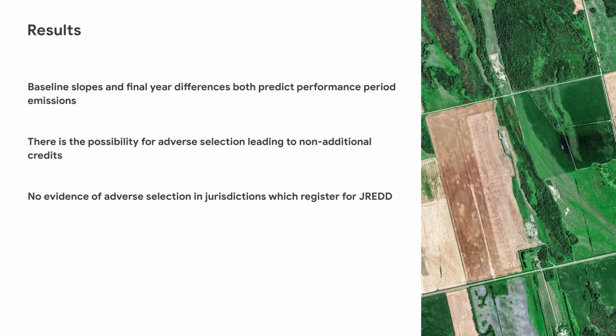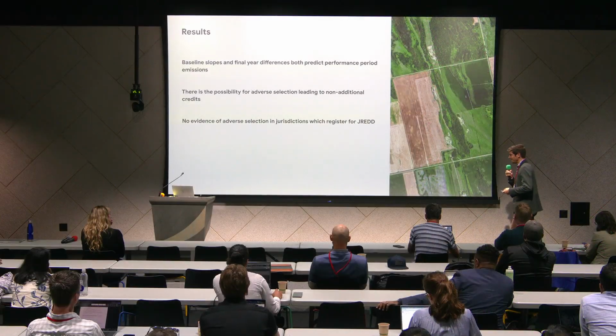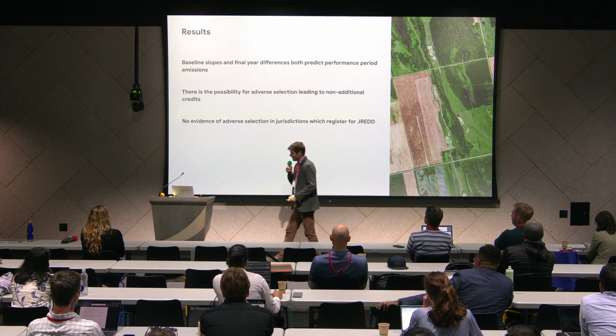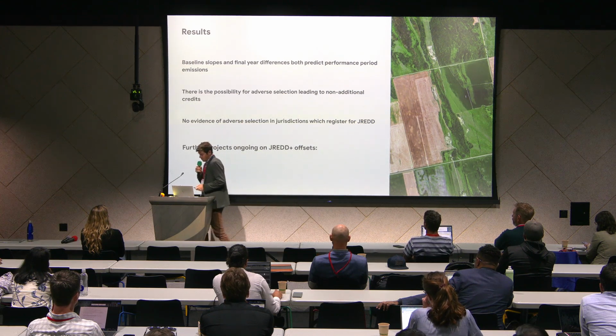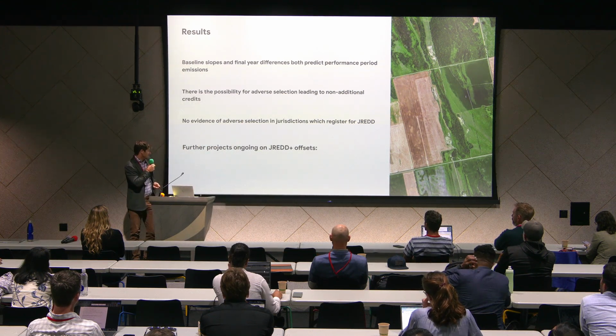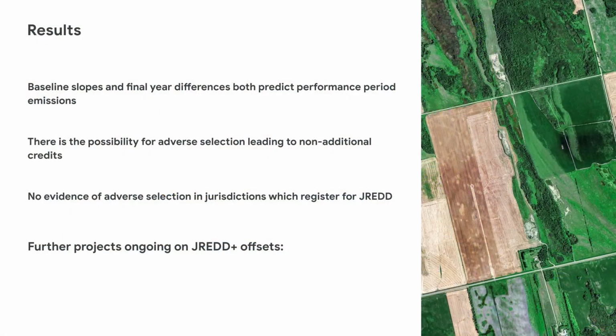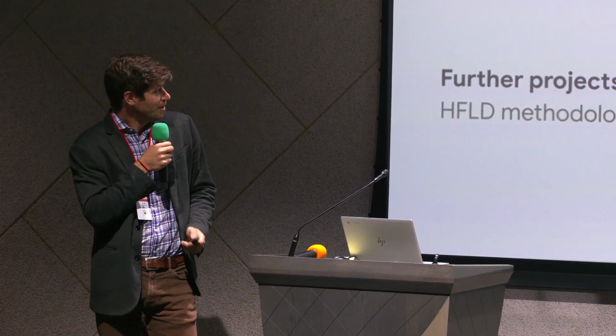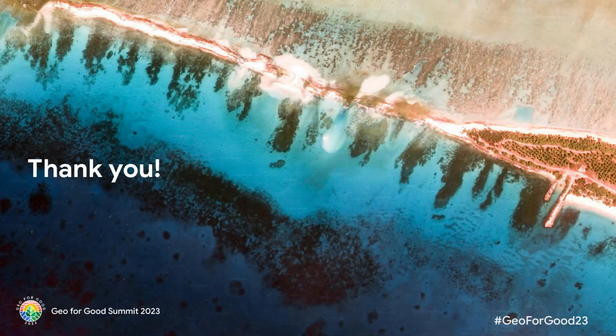And if you know anything about how jurisdictional politics work, or if you study political science like me, this is likely not a surprising conclusion. We have a number of other projects about jurisdictional REDD offsets, including how well HFLD methodologies work and the policy changes that are induced by jurisdictional REDD programs, and when and where we might expect to see certain policy changes. Thanks.